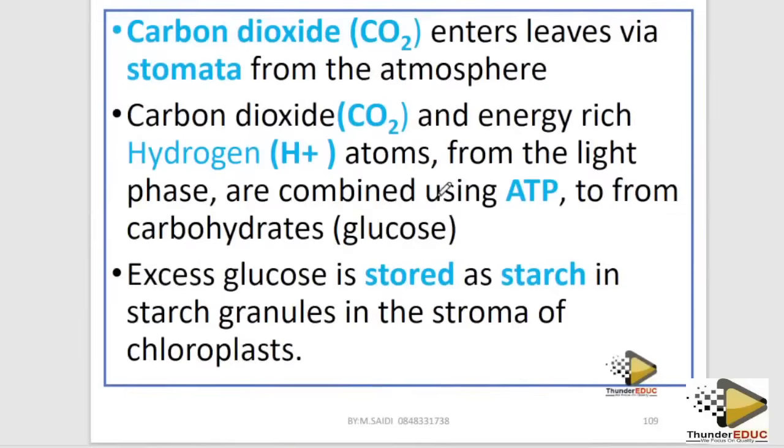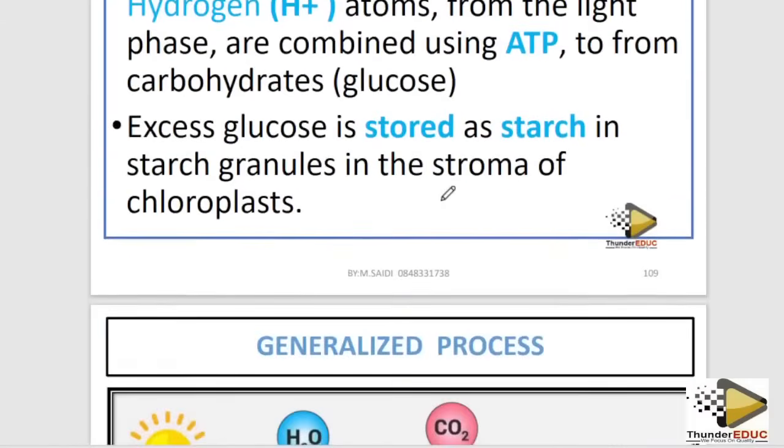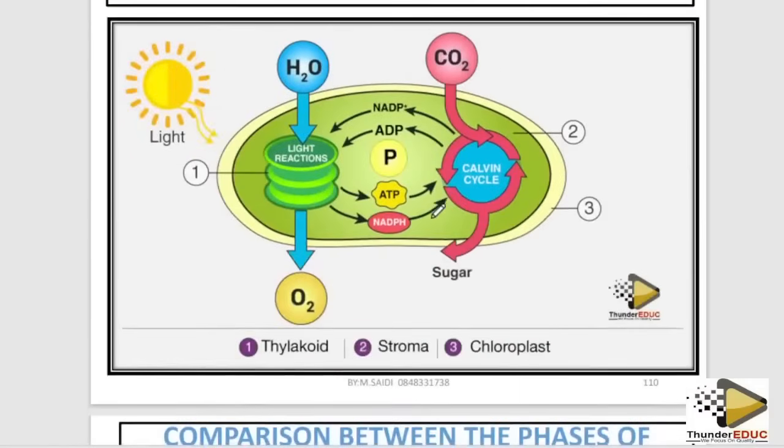Don't forget to use this distinction material. There is no question you are going to find that you can't answer with this distinction material. So this is basically what happens. Light is absorbed, water is being split under the influence of light, and then oxygen is being produced. The reduced NADP (NADPH) is going to go to the dark phase, and ATP is also going to go to the dark phase.